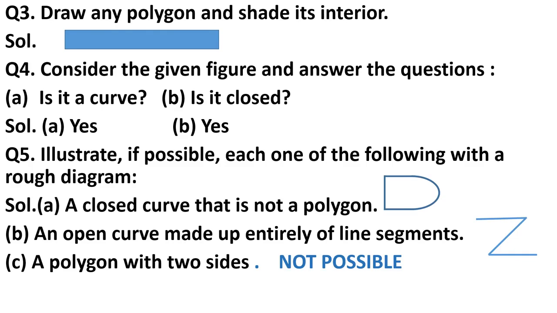So see, I have made one figure for you. B part is an open curve made up entirely of line segments. This is the figure of Z. You can write W, and all these figures are made up entirely of line segments, but they are open. They are not closed because starting point and end point are different.